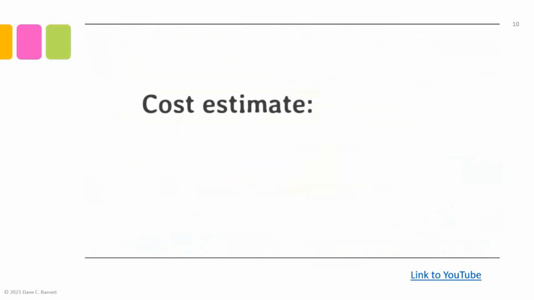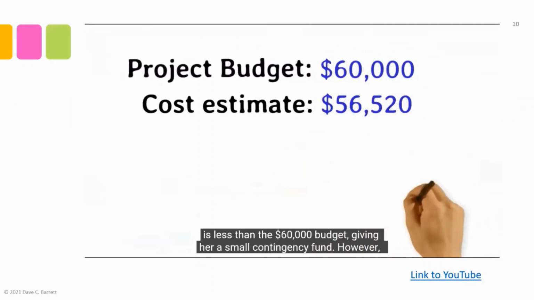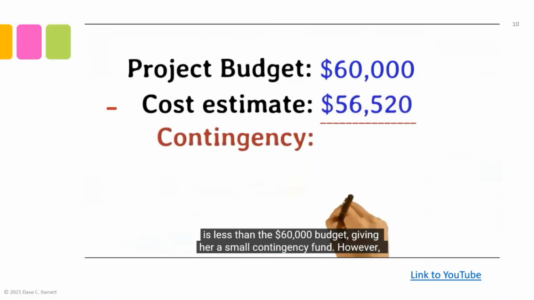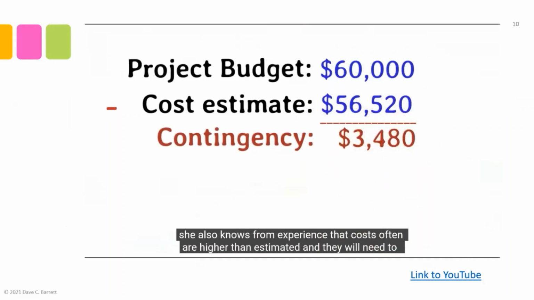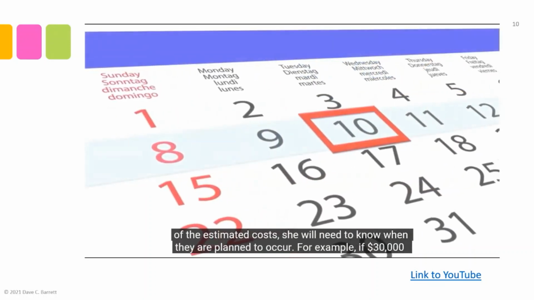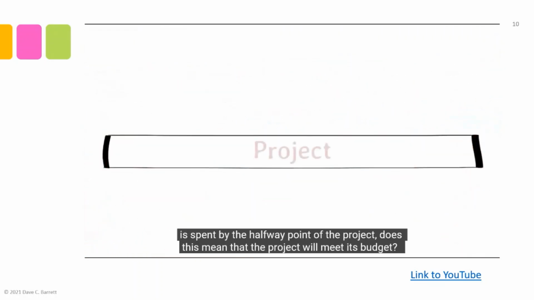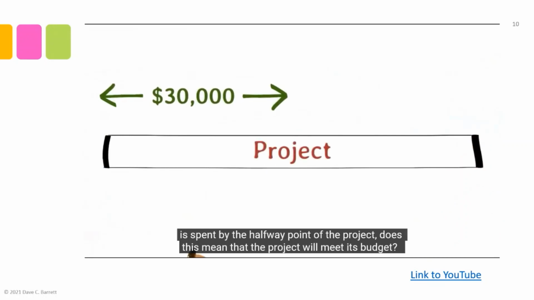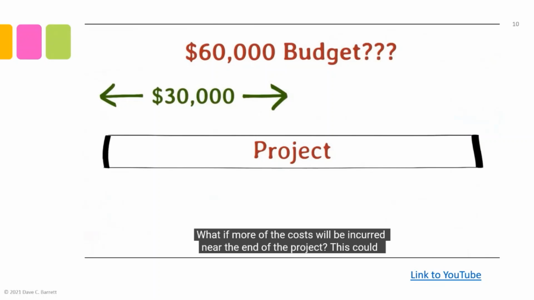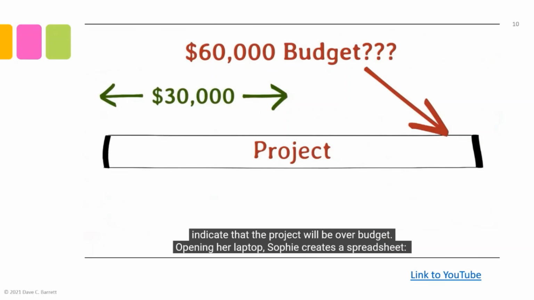Sophie reviews the total cost estimate of the project. She is relieved that it is less than the $60,000 budget, giving her a small contingency fund. However, she also knows from experience that costs often are higher than estimated and that they will need to be managed closely throughout the project. To do so, in addition to the amount of estimated costs, she will need to know when they are planned to occur. For example, if $30,000 is spent by the halfway point of the project, does this mean the project will meet its budget? What if more of the costs will be incurred near the end of the project? This could indicate that the project will be over budget.